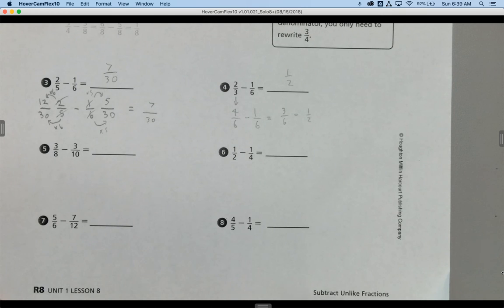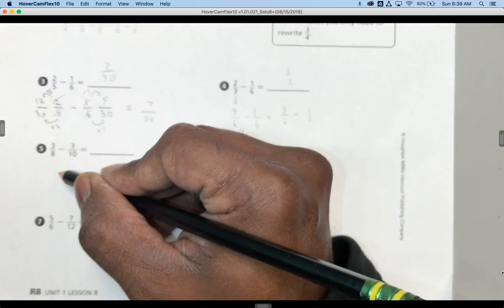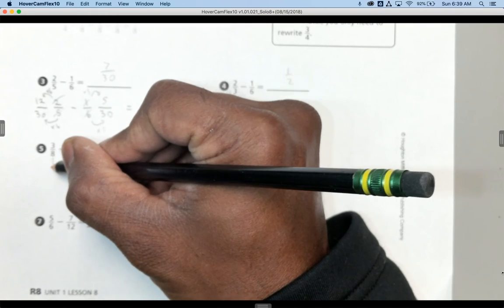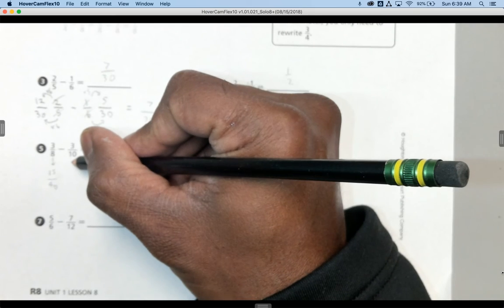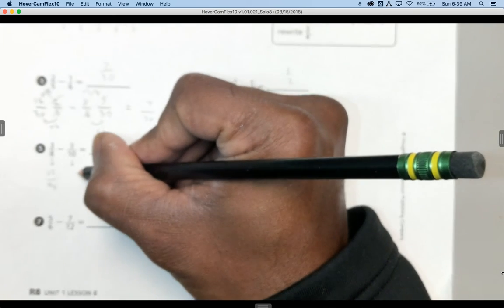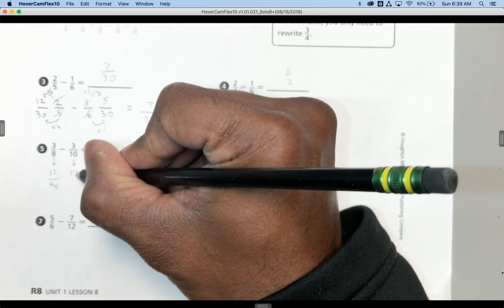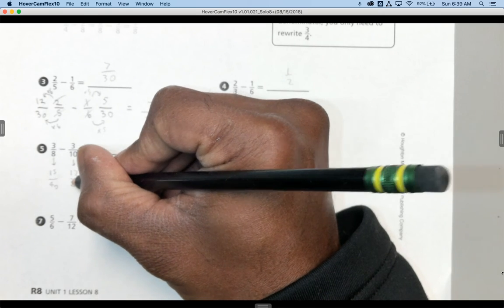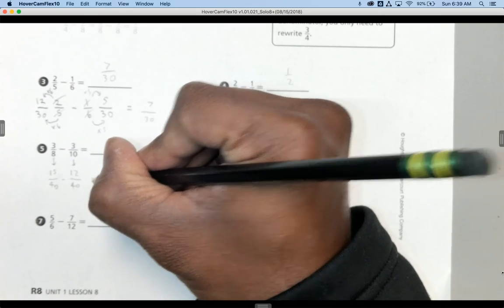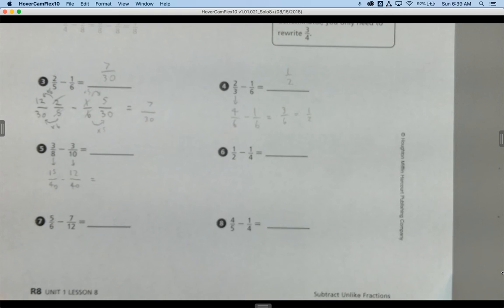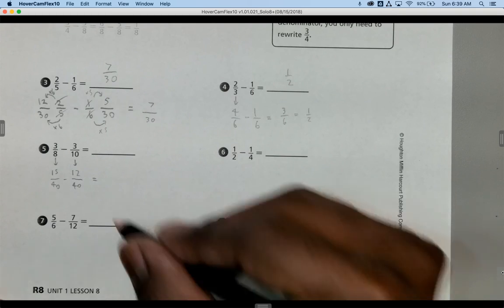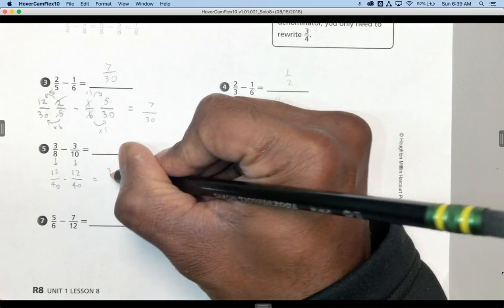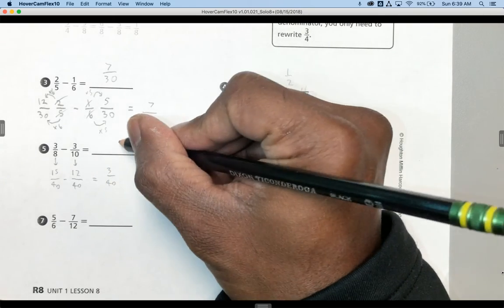Over here, for 3/8, multiply the bottom and top by 5. Over here, for 3/10, multiply the bottom and top by 4. 15/40 minus 12/40 gets us 3/40 as our final answer.